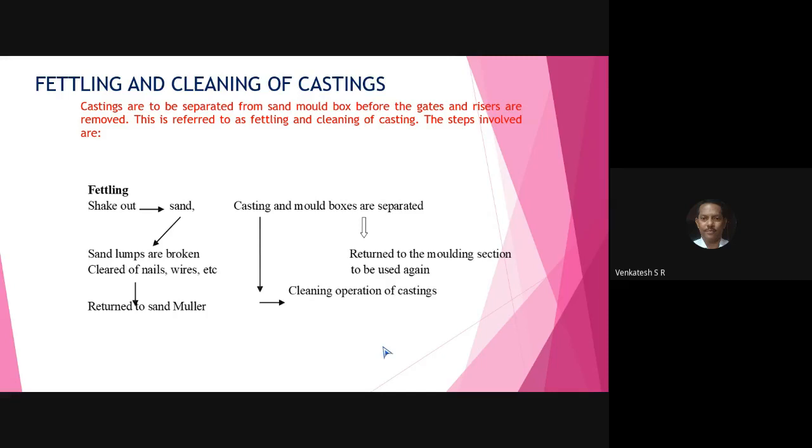Cleaning of casting. I repeat, castings are to be separated from the sand mold box before the gates and risers are removed. This is referred to as fettling and cleaning of casting. Next line, write down: the steps involved are, first, fettling.